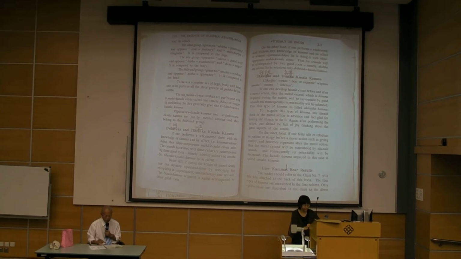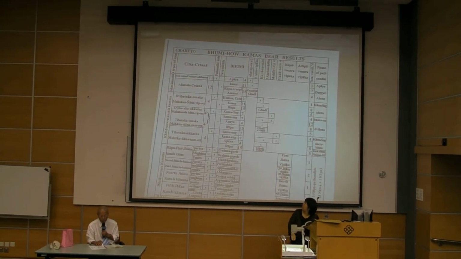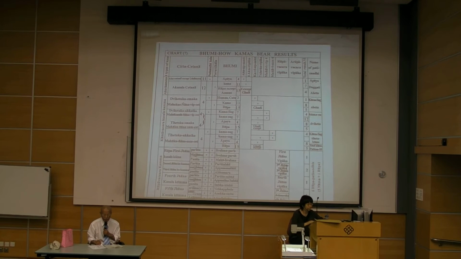Now the next topic is how karmas bear results. So we are going to describe how karma bears results in quite detail now. So you have to look at chart number 7, and then please put up chart number 7. So we see how karmas bear result on that chart. Now before looking at that chart, I just like you to look back to page 206.